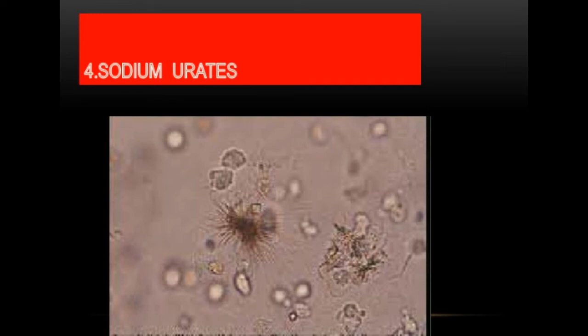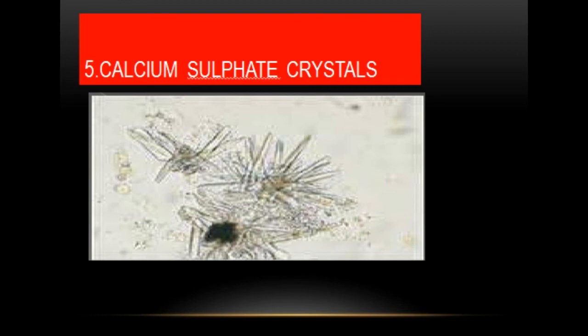Then we have amorphous urates, and they are the urate salts of sodium, potassium, magnesium, and calcium. They have no clinical significance. Then we have sodium urates. They are also present in acidic pH, and they may be present as amorphous or crystals. If they are in crystal form, they are colorless or yellowish needle-like crystals, or they may be present in cluster form. Just like other urates, they are of no clinical importance. However, they can easily be seen in normal urine.